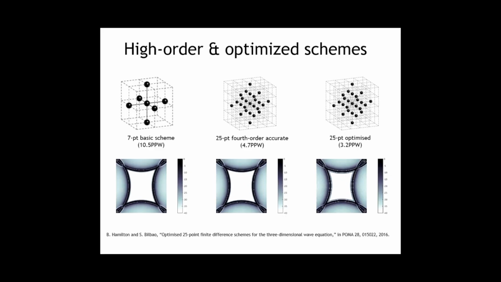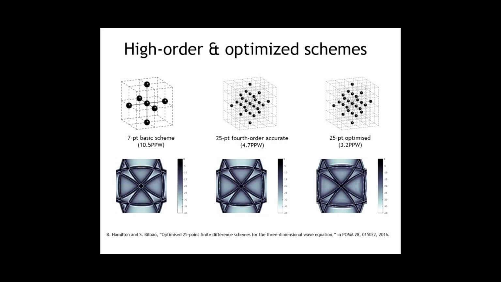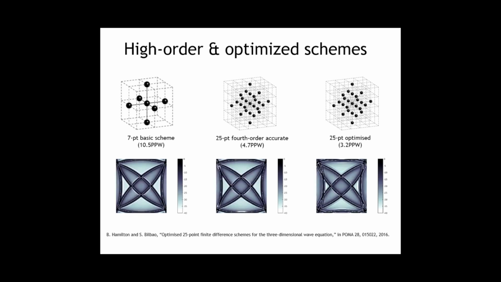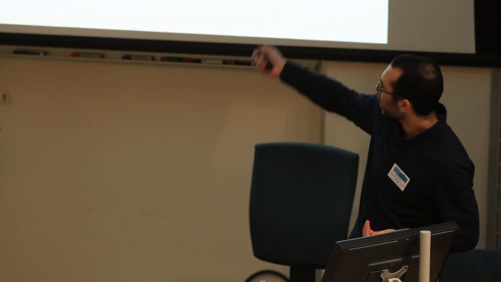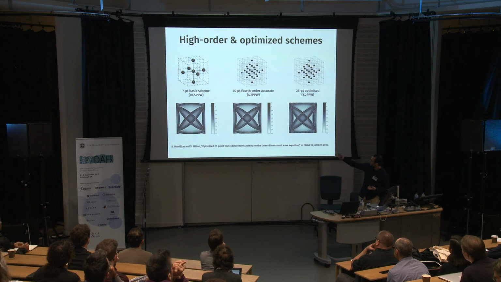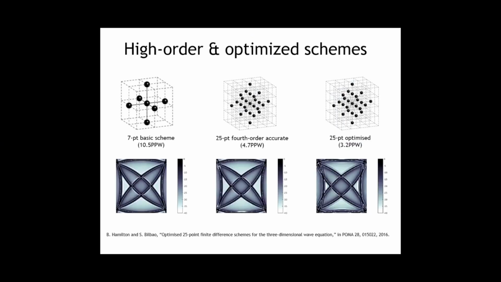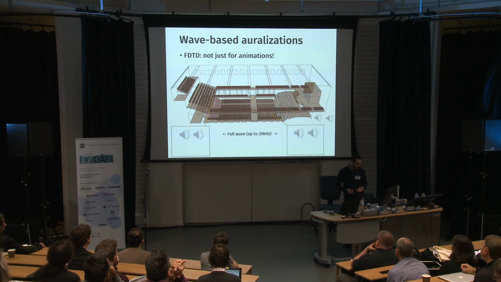Okay, I'll go through this quickly. This is a high order scheme. If you increase the stencil size beyond 7 points and choose your coefficients properly, you can get better approximation accuracy at the same grid resolution, or the same accuracy at lower grid resolution. This is a 4th order accurate scheme using nearly 4.5 points per wavelength. This one's been optimized a bit so we can use a lower grid resolution, trading off a bit of accuracy.